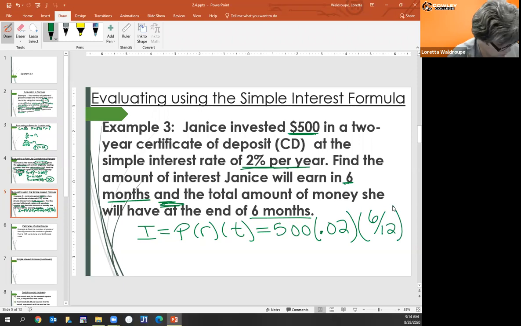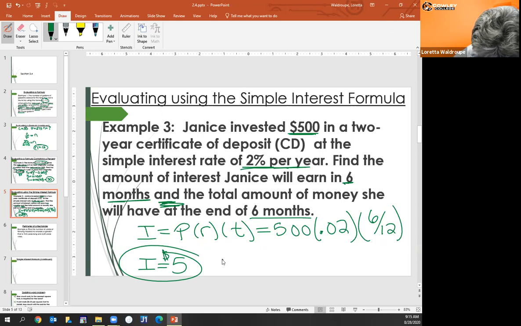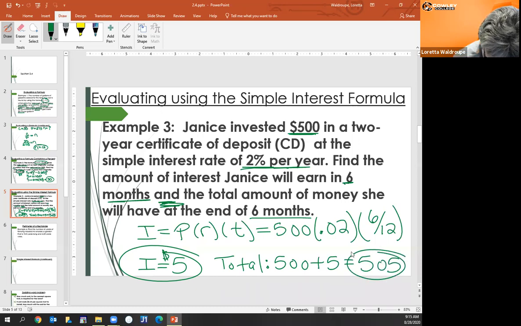So 500 times 0.02 times 6/12 gives me $5. So how much interest did she earn? $5. Now, how much total money does she have? She had 500 and she earned 5, so now she has $505.